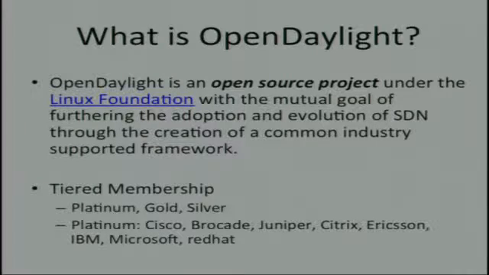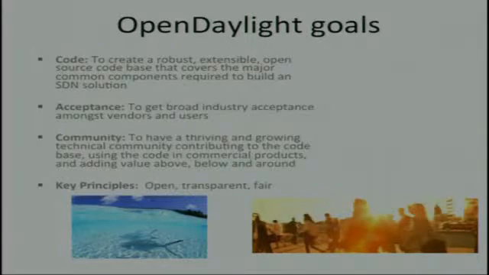It's an open source project, and it has the goal of furthering the adoption and evolution of SDN. And the idea here is that we'll build a common industry-supported platform that will help this. It has this tiered membership model, so you could be a platinum, gold, or silver. The platinum members were the ones that kind of booted this thing up. This is Cisco, Brocade, Juniper, Ericsson, Citrix, IBM, and Red Hat, Microsoft, and Red Hat.